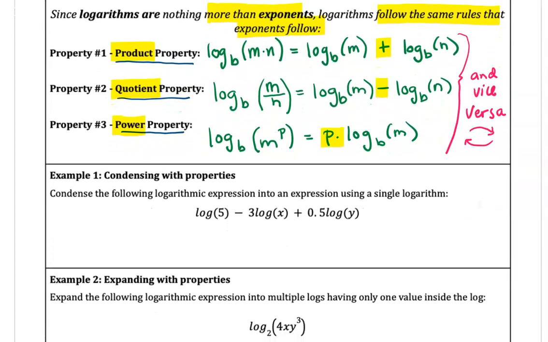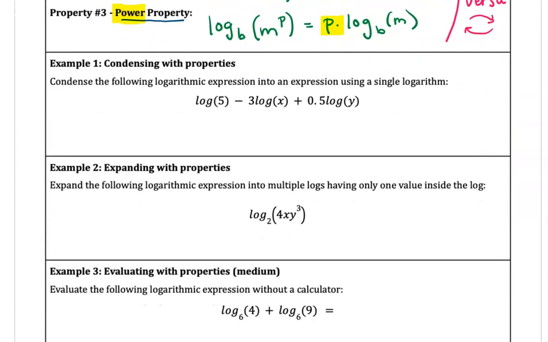So in the first example, we were using the properties to condense. That's when you want to take multiple log expressions. Here I have three of them, and I want to somehow end up with one single log, and then all of that stuff is inside of it based on how it would work with the properties. So I think the first thing I'll start with is the power property. That is the property that says if you have a coefficient being multiplied in front of the log, that number can be moved inside the log and become an exponent of the thing inside the log.